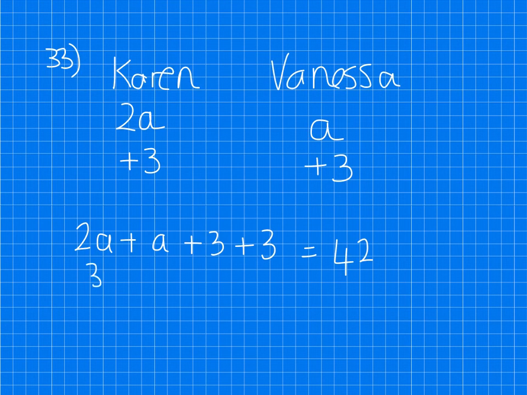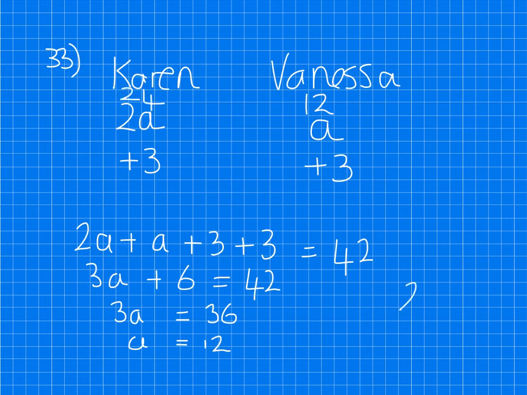Well, 2 A's and 1 A make 3A, plus 6 must be equal to 42. That gives us 3 A's must be equal to 36, which tells us that one of the A's must be equal to 12. The question asks for how old Karen is. Well, Vanessa's age is A, which is 12, and Karen's age is double that, which is 24. So Karen is 24 years old. 1 mark for that. You can do this by trial and improvement and just testing out values, but it's quicker to use algebra.